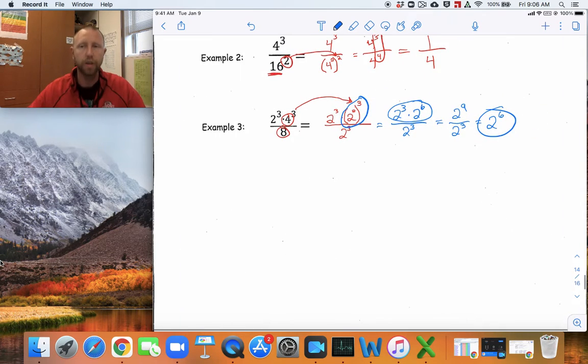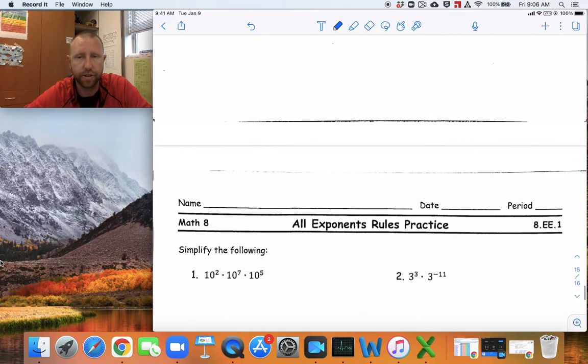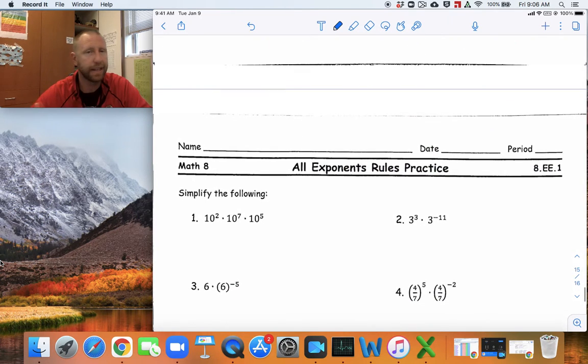So now you are masters at simplifying these expressions that have exponents. Go ahead and turn to the next page and start working on the assignment. And again, as always, if you have any questions, make sure you ask your teacher.